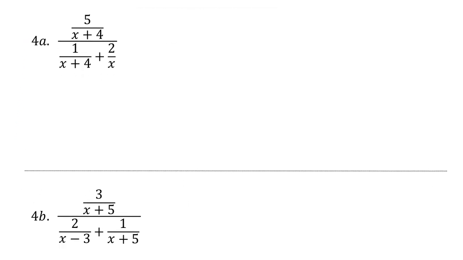Okay, ready? 4a. What do we got for denominators? This one's x plus 4. This one's also x plus 4, which is great. This one's not x plus 4, which is a little sad. Okay, so I'm going to need an x plus 4 and an x on each one. Okay, so I'm going to multiply the top by x and x plus 4. I'm going to multiply the bottom by x and x plus 4.